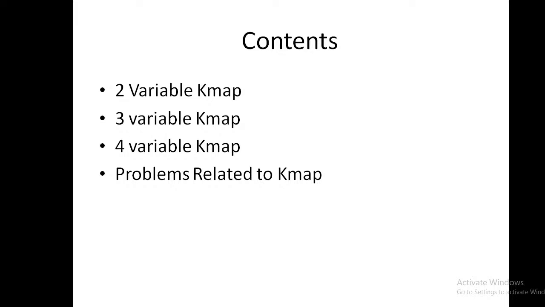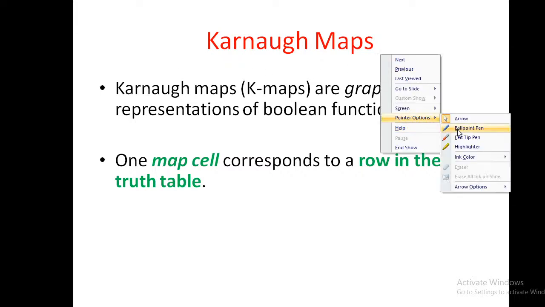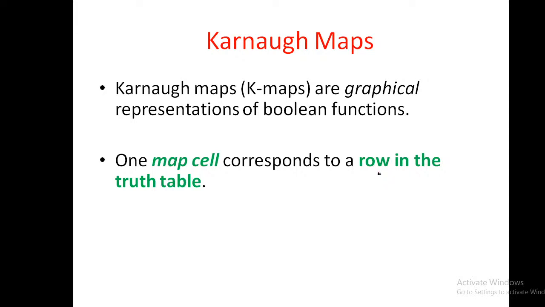So let's start. Intentionally I have kept 2 slides at the beginning because I cannot directly jump into the Kmap structure, okay? This I discussed yesterday. Kmap is basically a graphical representation of the Boolean function. For each truth table you will get a map cell, okay? You will get a cell for each entry of the table. This one I told you yesterday also, okay?